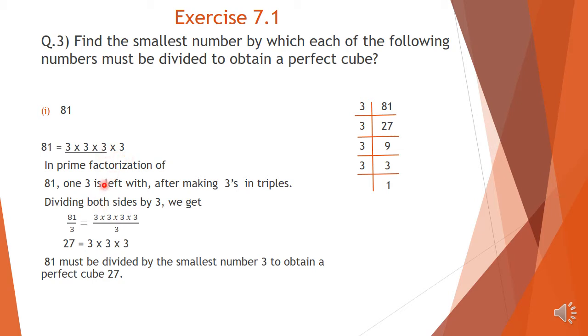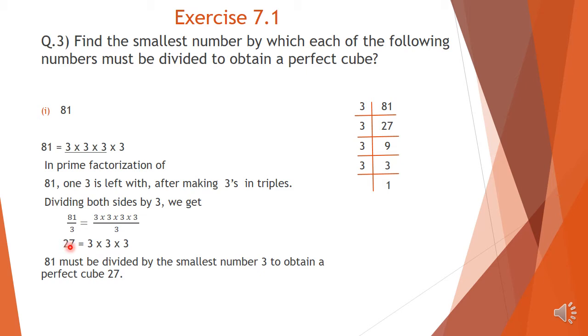Okay, so dividing both sides by 3, we get 81 divided by 3 is equal to 3 into 3 into 3 into 3. That is whatever we have here on the right side, we are writing here, and then we are dividing by 3. Both sides we have to do the same thing. So here dividing time we get 27, and here this 3 and 3 gets cancelled, and we have 3 into 3 into 3. So children, you know it is a perfect cube. When we have a factor 3 times, the number will be a perfect cube.